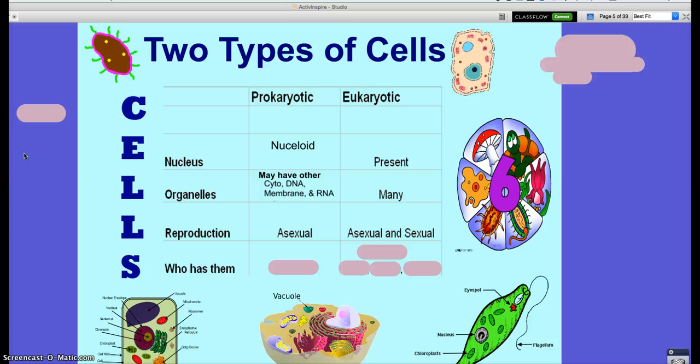Who has prokaryotic cells? Who is the type of cell? No. Plant cells actually have eukaryotic. Bacteria. The only organisms whose cells lack a nucleus are bacteria. All others have a nucleus in their cell. So we know plant cells are eukaryotic. Who else? Protist. Who else? Fungi. And who's the last one? Animals. Good.